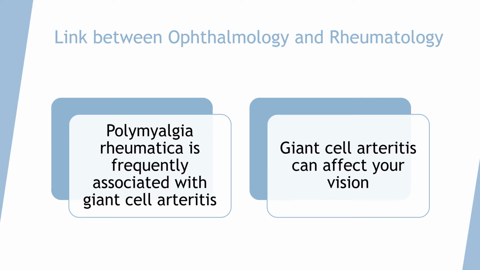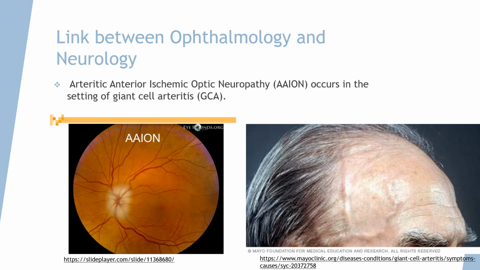Polymyalgia rheumatica, which is a disease in rheumatology, is also associated with scalp tenderness and temporal pain, and indicated with vasculitis known as giant cell arteritis. Another link can be drawn between ophthalmology and neurology. GCA causes Arteritic Anterior Ischemic Optic Neuropathy, or AAION. This is essentially an impairment in the optic nerve.